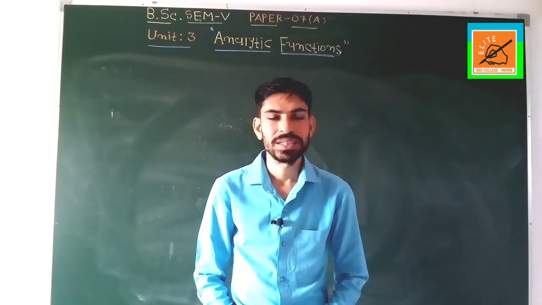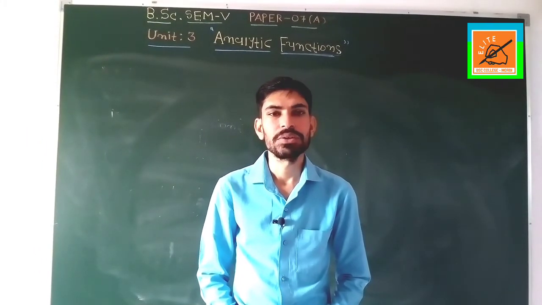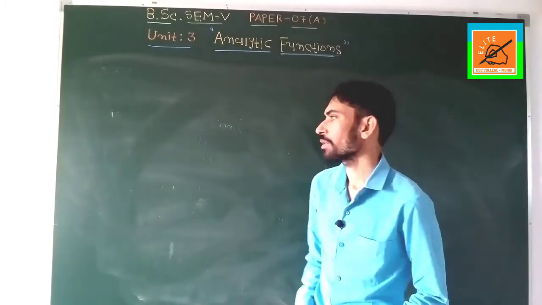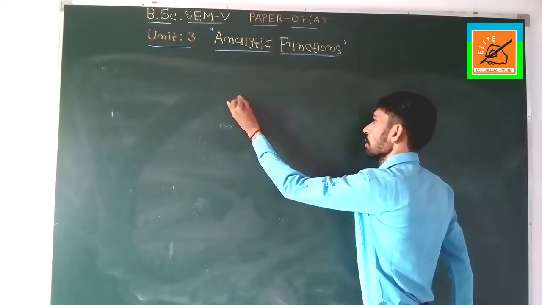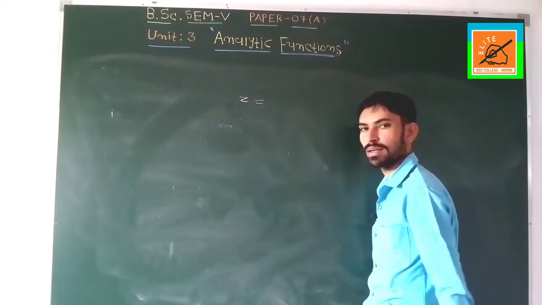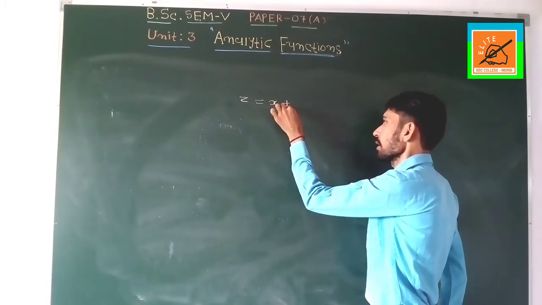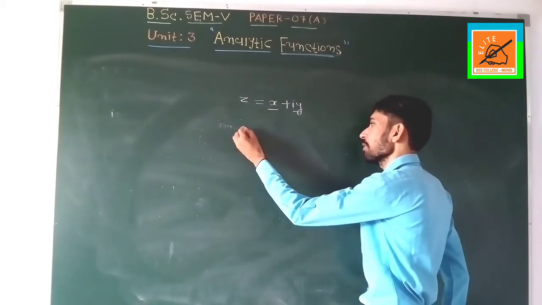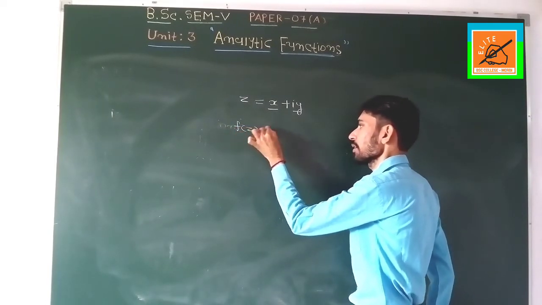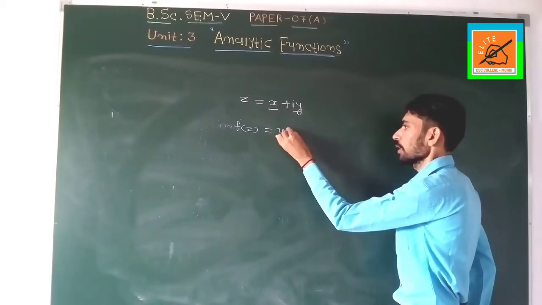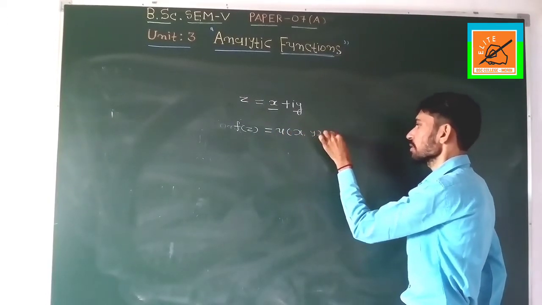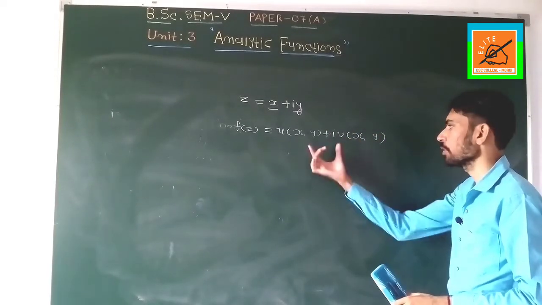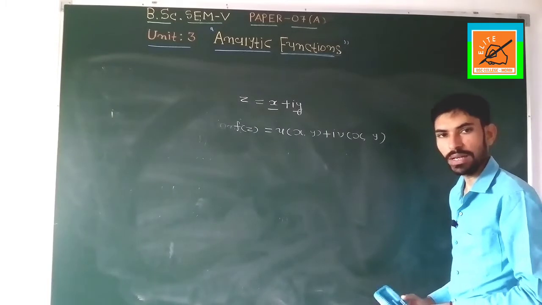Hello students, in the last lecture we started unit number 3, analytic function, in paper number 7. In the last lecture we saw the definition of a complex variable: z is equal to x plus iy, where x and y are both real variables. Next we defined a complex function, f of z is equal to u of xy plus i v of xy, where u of xy and v of xy are both two-variable real functions.